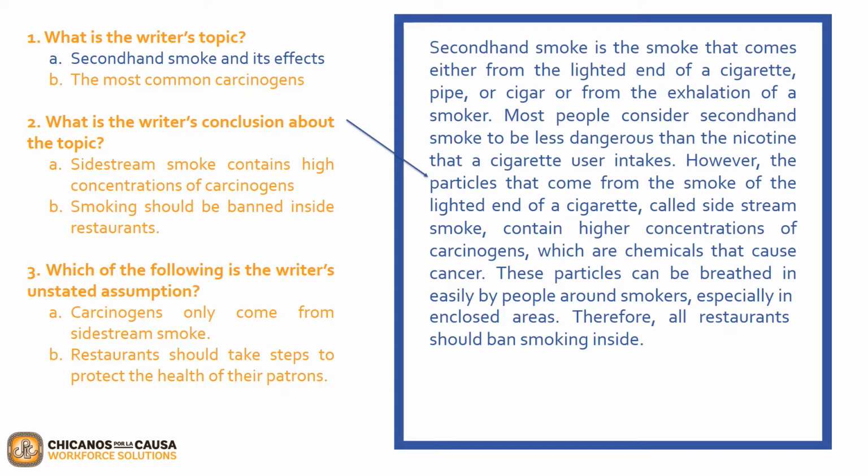Question 2 asks, what is the writer's conclusion about the topic? Is it A, side stream smoke contains high concentrations of carcinogens, or B, smoking should be banned inside restaurants? The writer presents the facts about secondhand smoking and concludes his writing by stating that restaurants should ban smoking. Therefore, the answer is B.